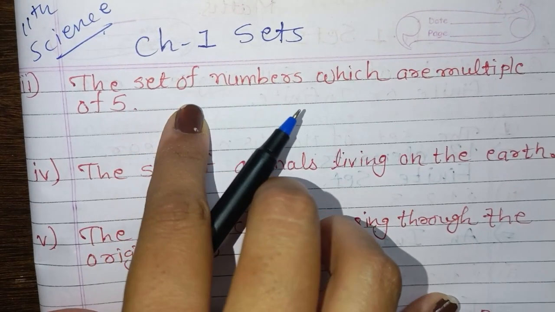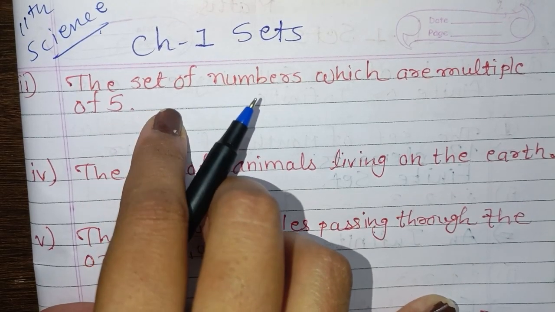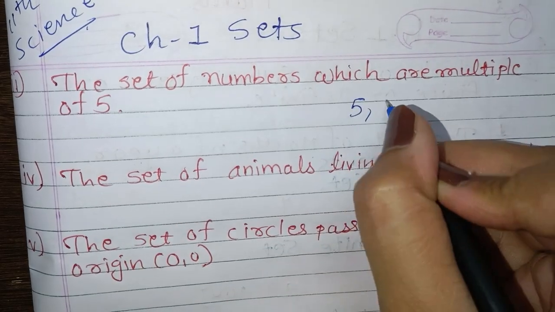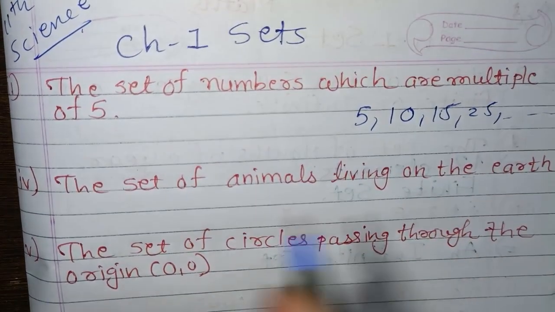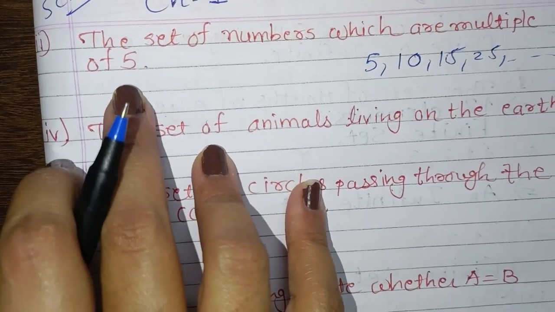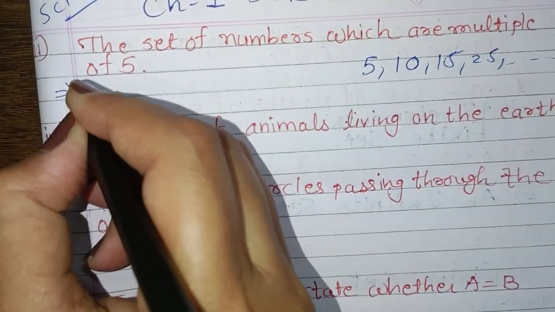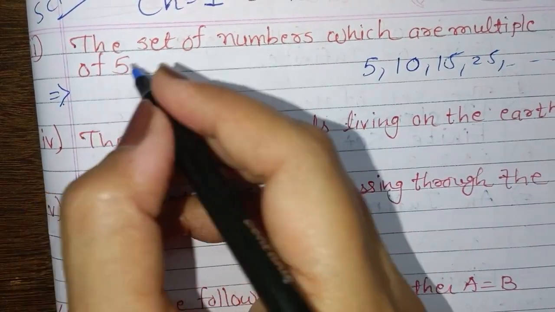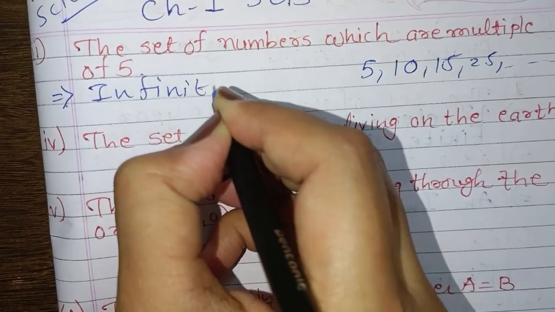Third one is the set of numbers which are multiples of 5. Here if you write the multiples of 5, it can be 5, 10, 15, 25 and so on. Any number you can multiply with 5, that is a multiple of 5. It means we have infinitely many multiples of 5. That's why this set is an infinite set.